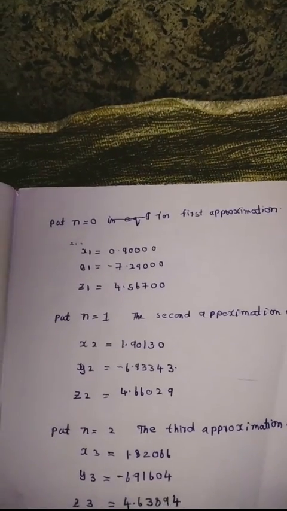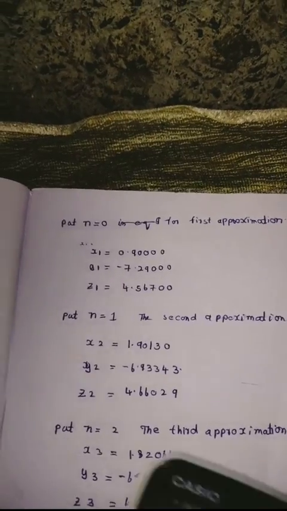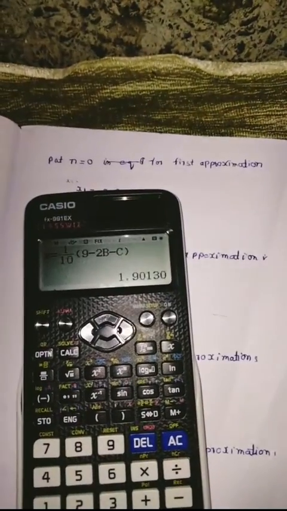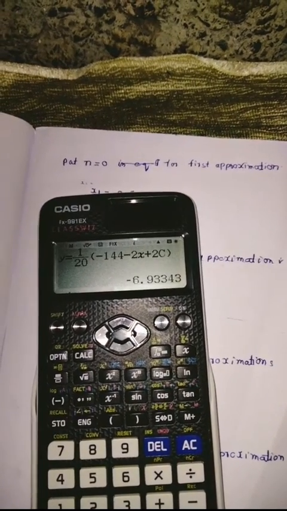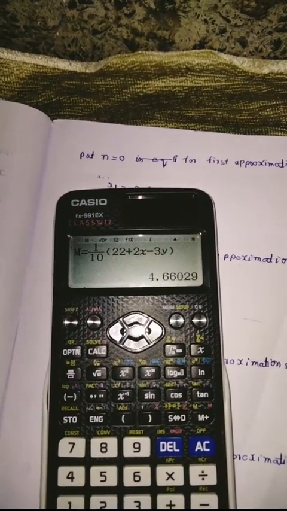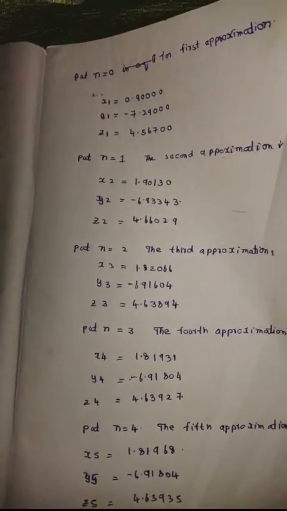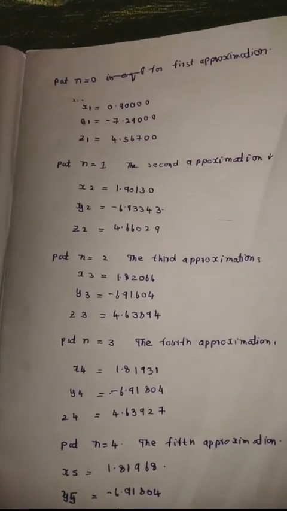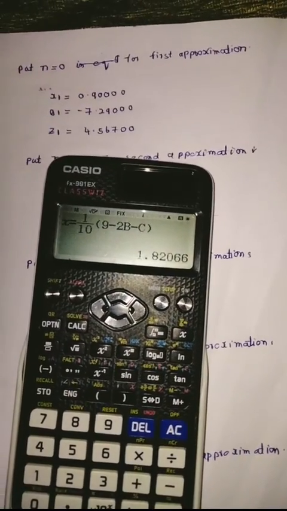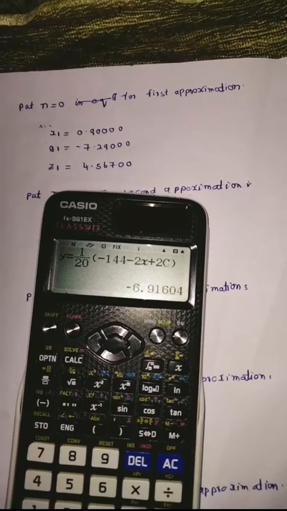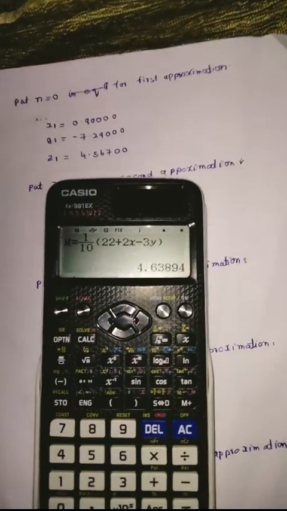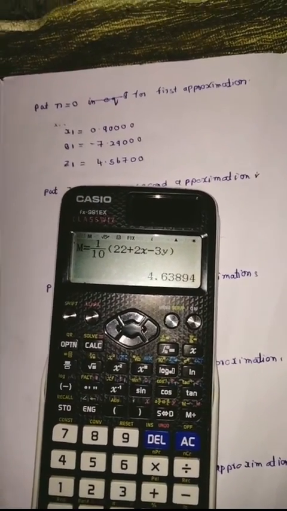By putting n is equal to 1, we get the second approximation: x2 is equal to 1.90130, y2 is equal to minus 6.93343, z2 is equal to 4.600666029. By putting n is equal to 2, the third approximation, x3 is equal to 1.82066, y3 is equal to minus 6.91604, z3 is equal to 4.63894.